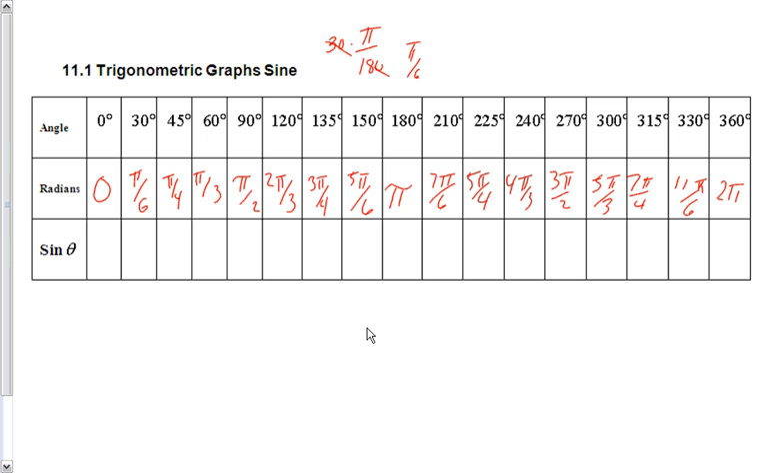So, back to this. We're going to plug in our values. There are some we definitely should know, and they're very important. We should know what the sine of 0 is. If we remember from our unit circle, sine is the y-coordinate. At 0 degrees, the y-coordinate is 0. At 90 degrees, it's 1. At 180, it's 0. 270 is negative 1. And 360 is 0.